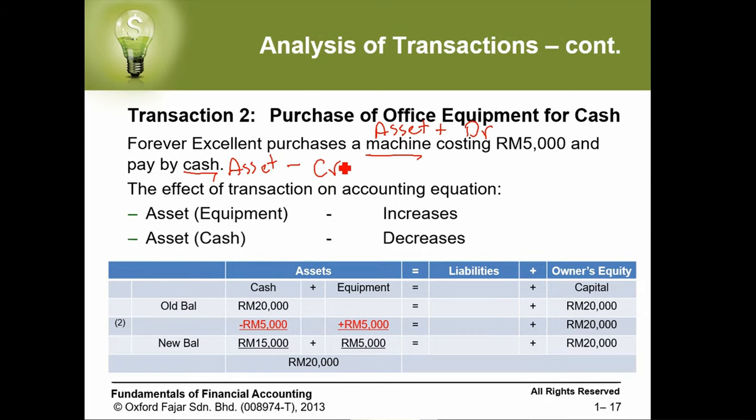So as you mentioned, we have two accounts involved, our equipment and cash. Both of them are assets. So the equipment increases, so it will go to the debit side. The cash decreases, so it will go to the credit side.